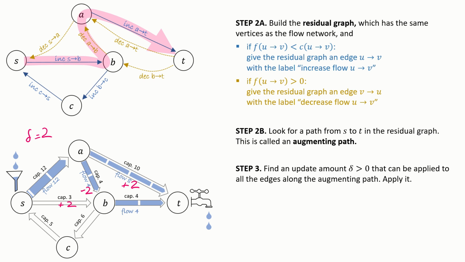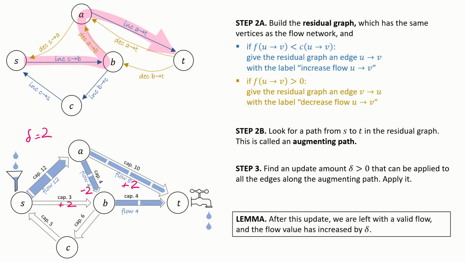We scan through all these edges in the graph and ask, by how much can we change the flow? On edge S to B, we could increase by up to 3. On B to A, we could apply a decrease of up to 3. And on A to T, we could apply an increase of up to 2. So the limiting edge here is the A to T edge, 2. So we apply a change of 2 along each of the edges.